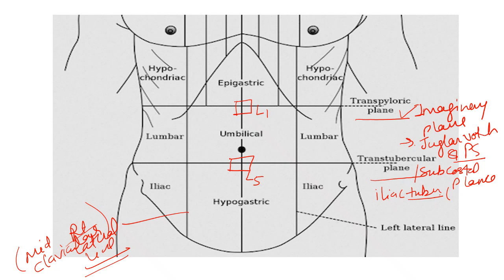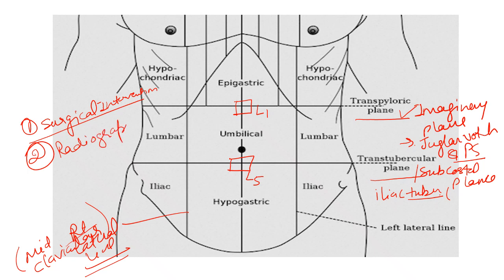So what is the importance of these quadrants? One is surgical intervention. We can easily understand the location of each organ. Secondly, for radiographic imaging, and also to easily understand the anatomy of each organ and its location as well.